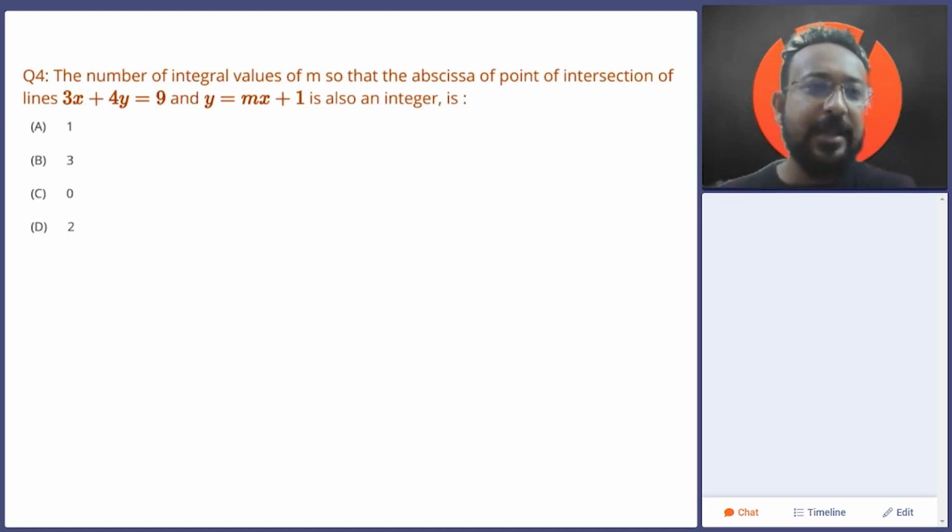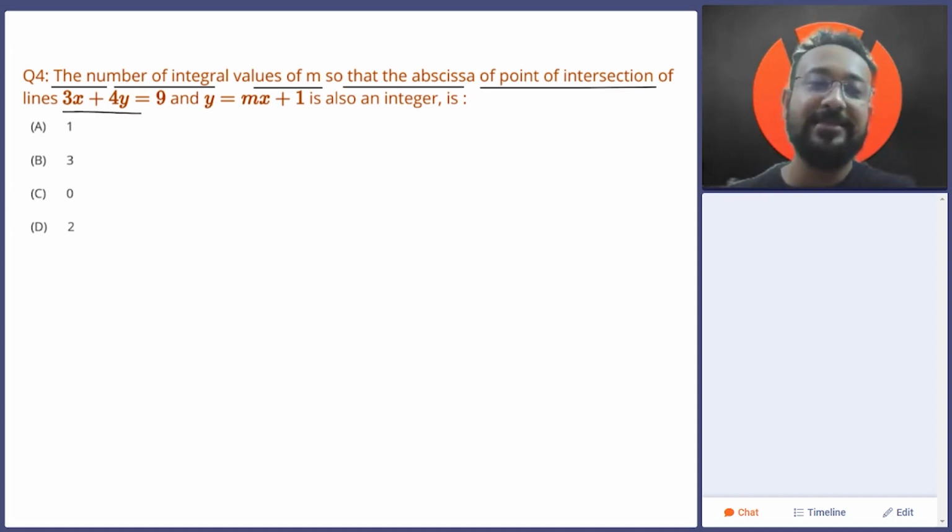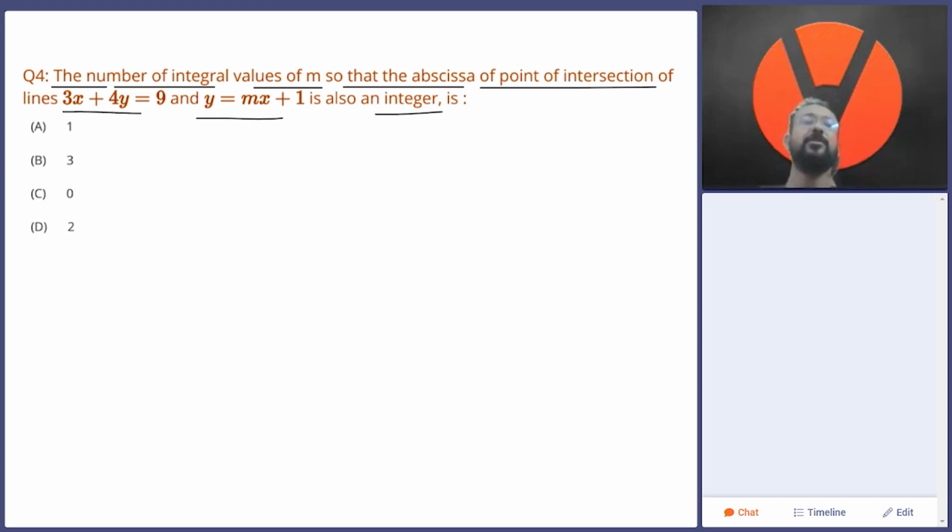The next question says: number of integral values of m so that the abscissa of the point of intersection of the lines this and this is also an integer. Please read the question once. It's a very simple question. They're saying number of integral values of m means m should be an integer such that the abscissa, the x coordinate of the point of intersection of this line and this line, should also be an integer.